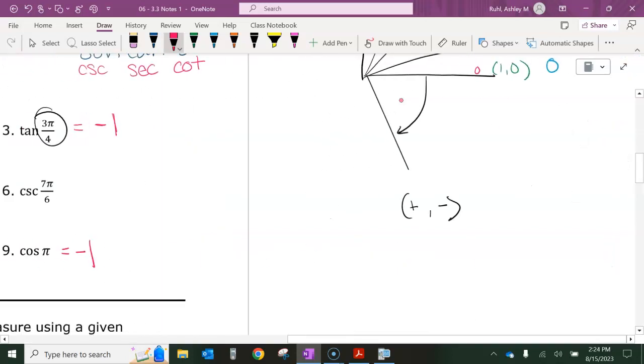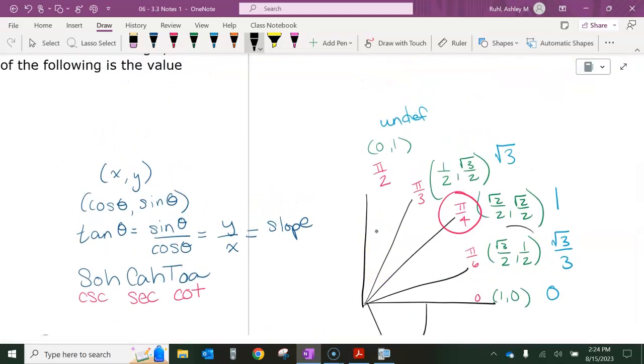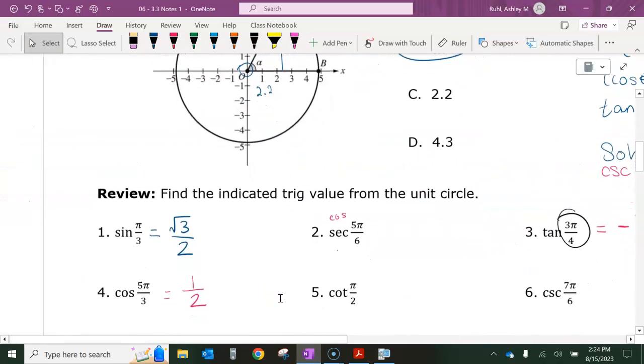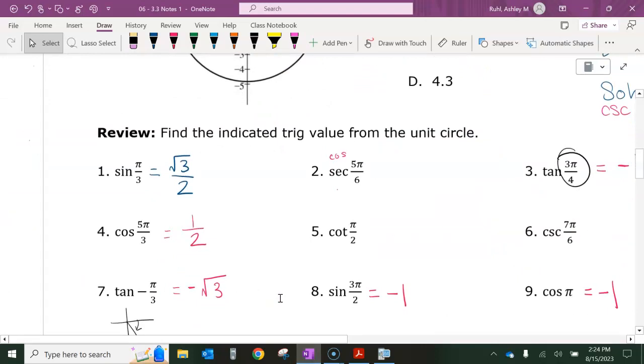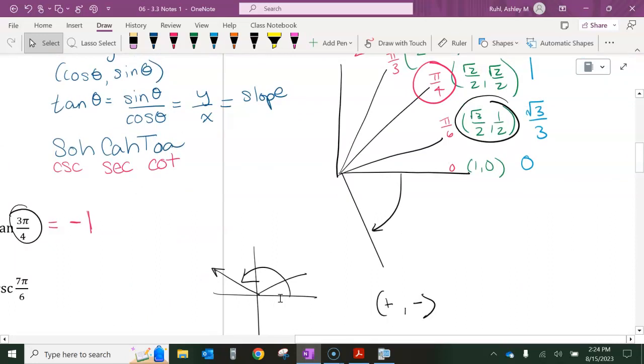So what I'm going to do is come over here. I've got cosine 5 pi over 6. 5 pi over 6 gets me right here in my second quadrant. And so I'm looking at this angle, which is going to get me a reference angle of pi over 6 in my first quadrant. So I'm going to look at these values right here for pi over 6. I have square root 3 over 2 and 1/2. And again, this is wanting cosine. So cosine at pi over 6 is square root 3 over 2.